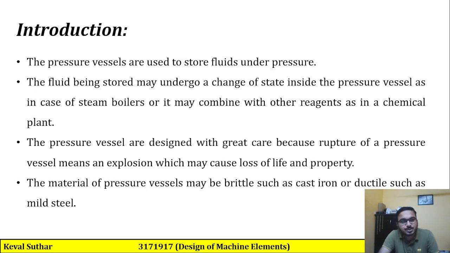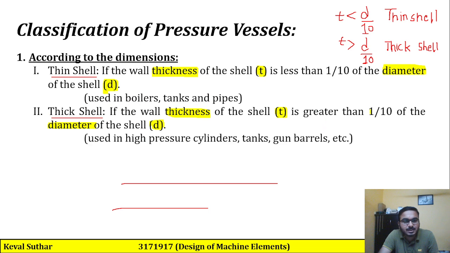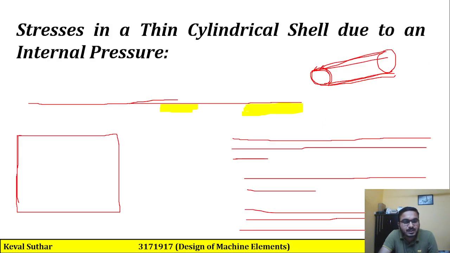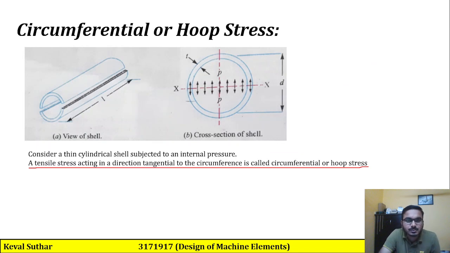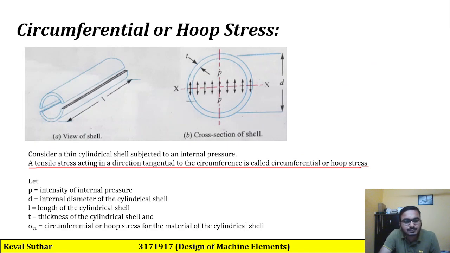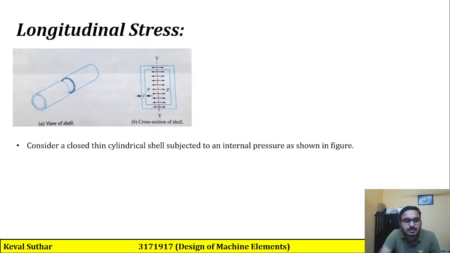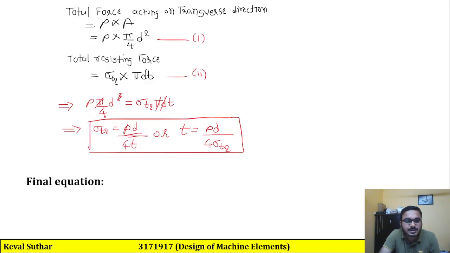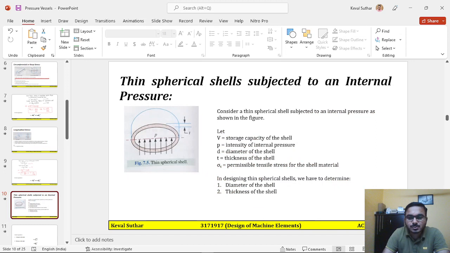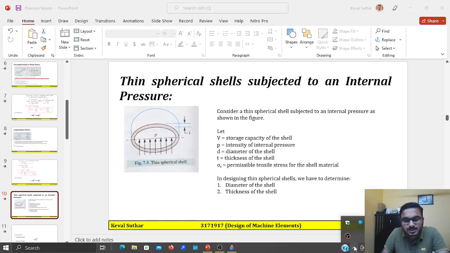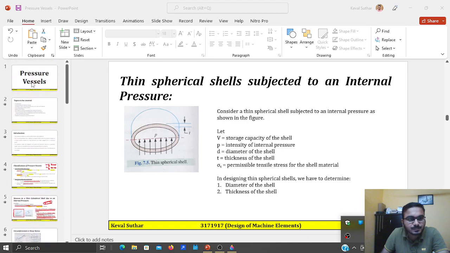So we went through the introduction, we classified according to dimensions and end construction, then we discussed the stresses with assumptions, and then we discussed circumferential or hoop stress and derived the equation, and the second stress is longitudinal stress, and we also derived the equation for the same. In the next lecture we will start thin spherical shells, which are also subjected to internal pressure. So that is the end of our first lecture on pressure vessels.